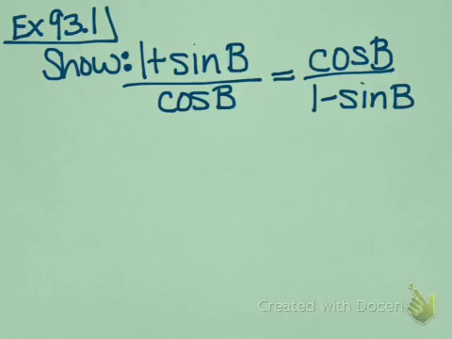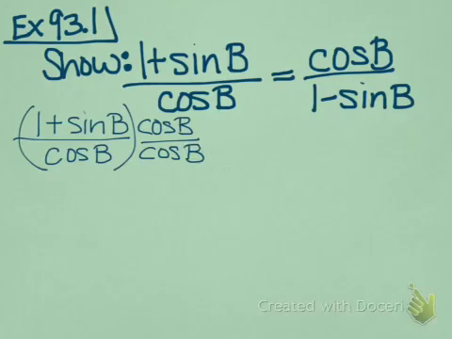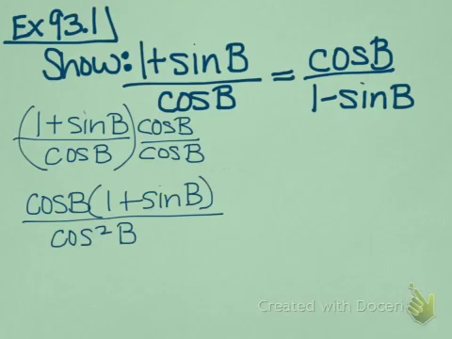So the first thing that you can notice is that we have a cosine on the bottom of the left side, and we need to figure out how we're going to get that to somehow end up on the top and then have a 1 minus sine b on the bottom. So the first thing we're going to do is multiply the top and the bottom by cosine b. So we'll multiply cosine b over cosine b, and that's going to leave us with cosine b times (1 plus sine b) over cosine squared b.